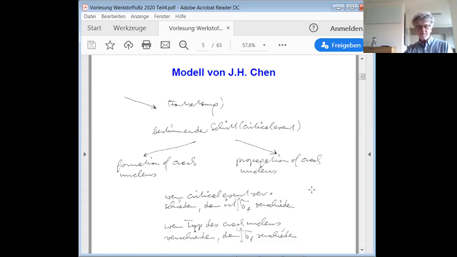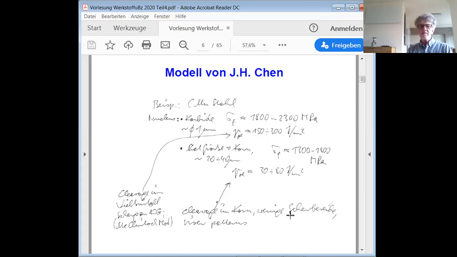And now he says, when the critical event is different, then also the critical cleavage stress, sigma F, is different. Okay. And here he gives an example: a carbon manganese steel.